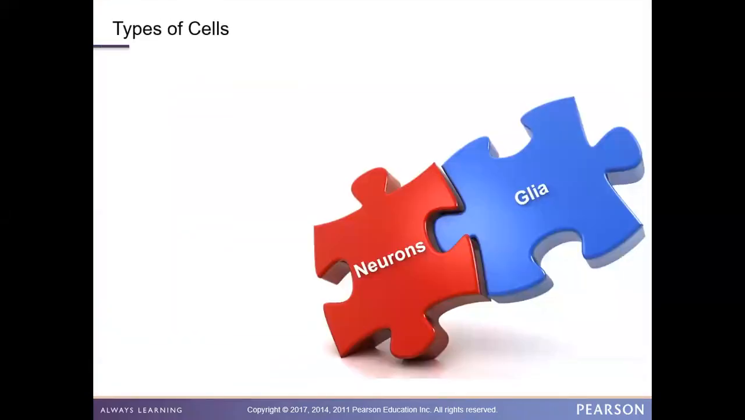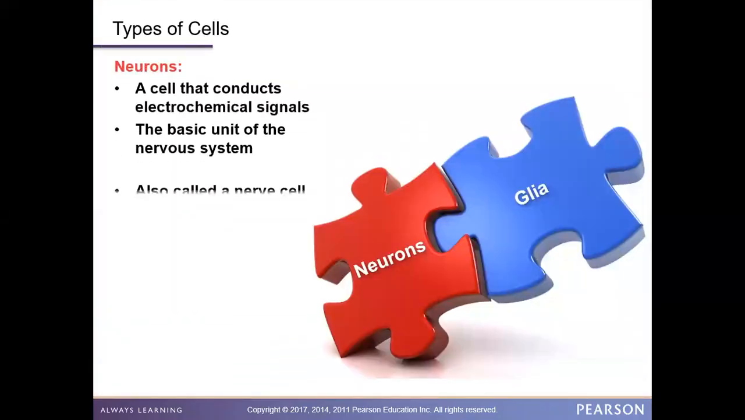Communication. There's two types of cells that you need to know. The first one are called neurons. You might also call these nerve cells. These conduct electrochemical signals, and they're the most basic unit we have of the nervous system. These neurons are useful because these are the pathways along which electrochemical signals travel in order to give us information on a thing.